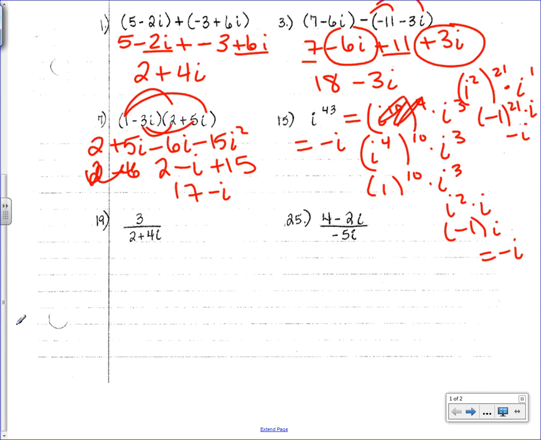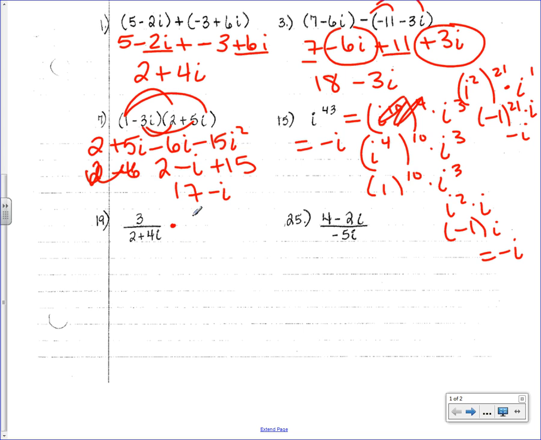Let me see what I want to do next. I think that's fine. Yeah, we'll go ahead and do that. We'll do 19 next. You cannot have a root in the denominator. Technically, i is the square root of negative 1. You cannot have that, right? So we multiply by the conjugate. This is called the complex conjugate because these are complex numbers, okay?